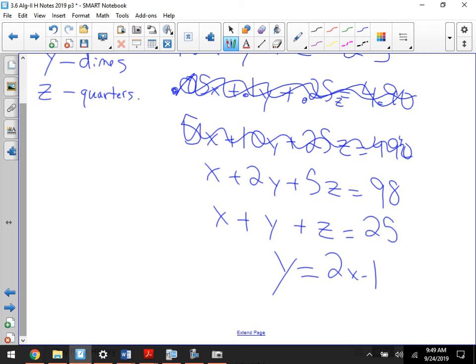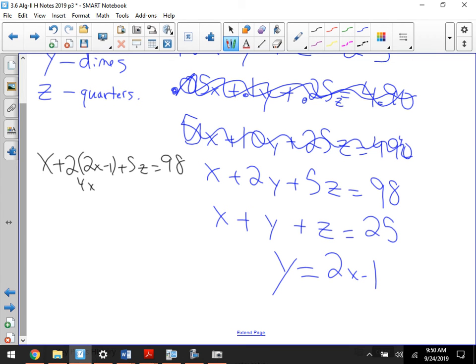It's exactly what it is. Because now you have it set up where you don't have to do the whole elimination method for all three of them. What we can do here is we know what y is. Y is 2x minus 1. I'm going to substitute in for y in both equations, and then I'm left with two variables, x and z. So if we do that, I'll do this over here. I'm going to get x plus 2 times 2x minus 1 plus 5z is 98.